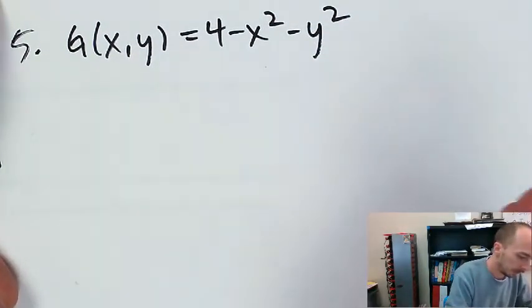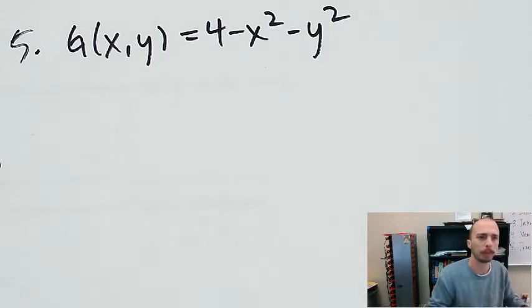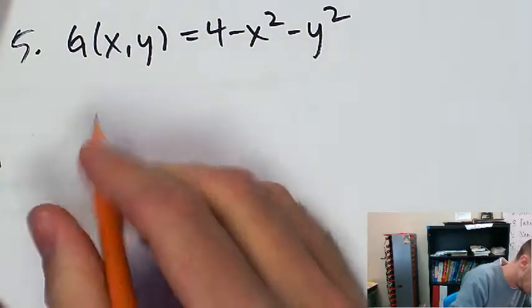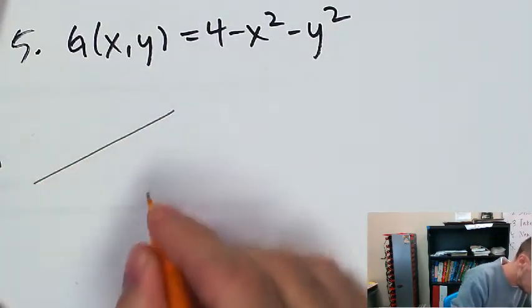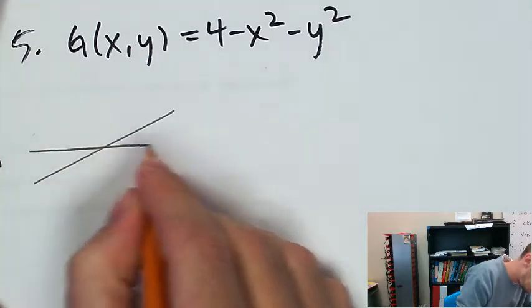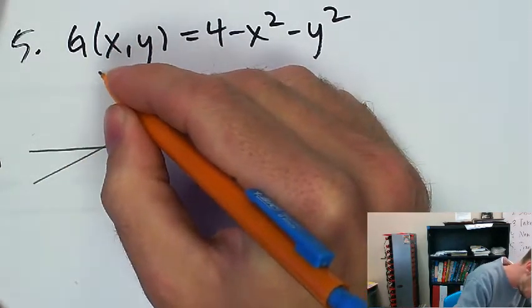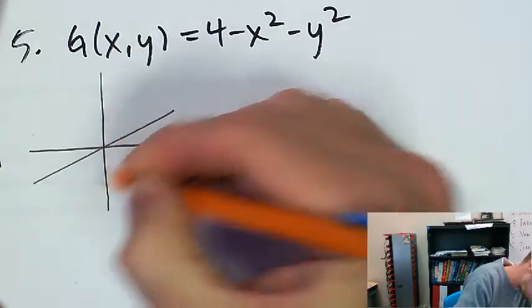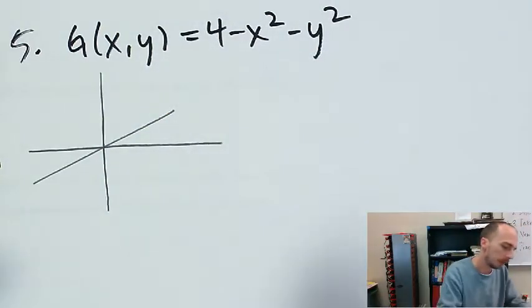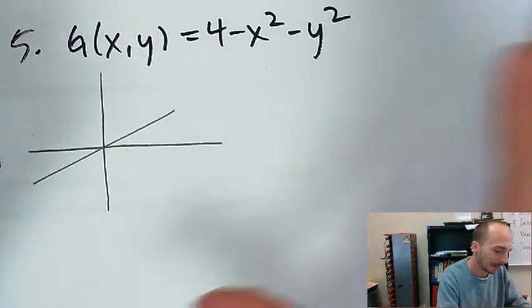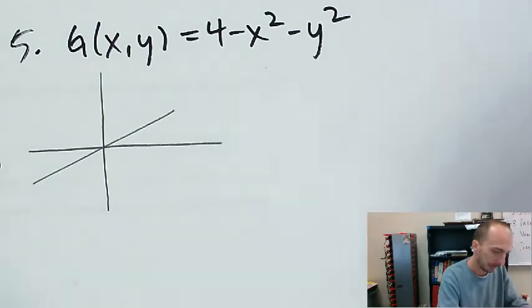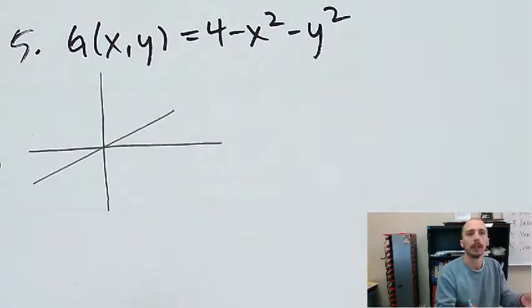So maybe I will put the axes in pencil so I could erase them as I need, because this one is going to have some places where I want to erase axes. All right, so what we're going to do is it's going to be 4, and as x and y get bigger, g is going to decrease.